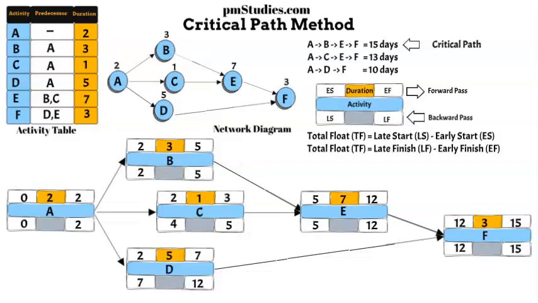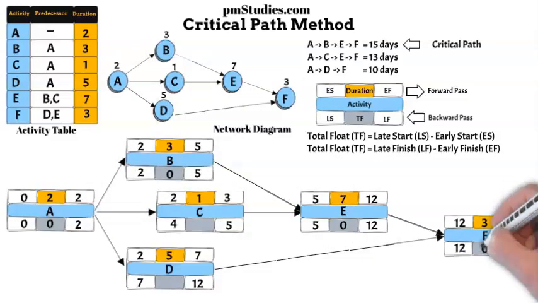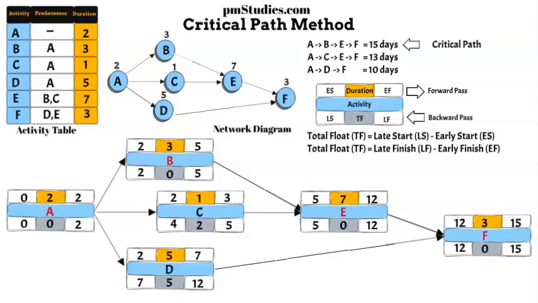Using either of the formulas, we can fill in the total float, TF, of each activity. 0, 0, 0, 0, 2, 5. Note that the TF of the critical path A, B, E, and F is always 0. That means that any change of the scheduled activities on this path will impact the project timeline.